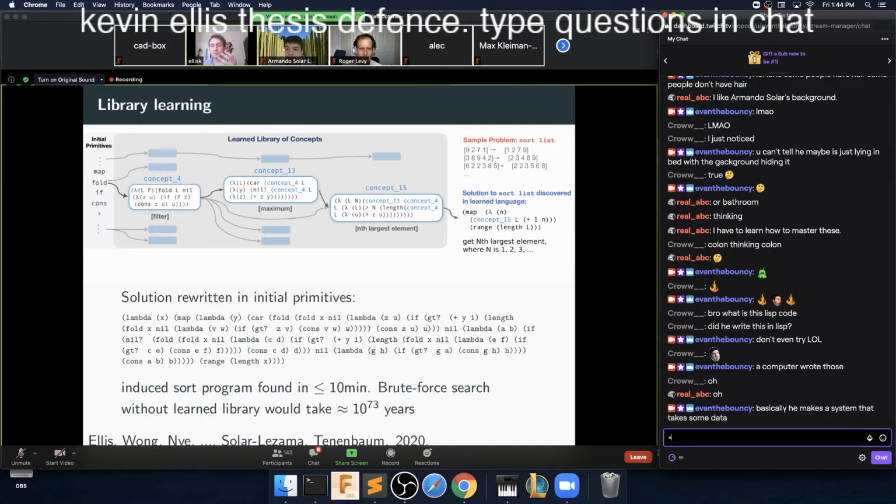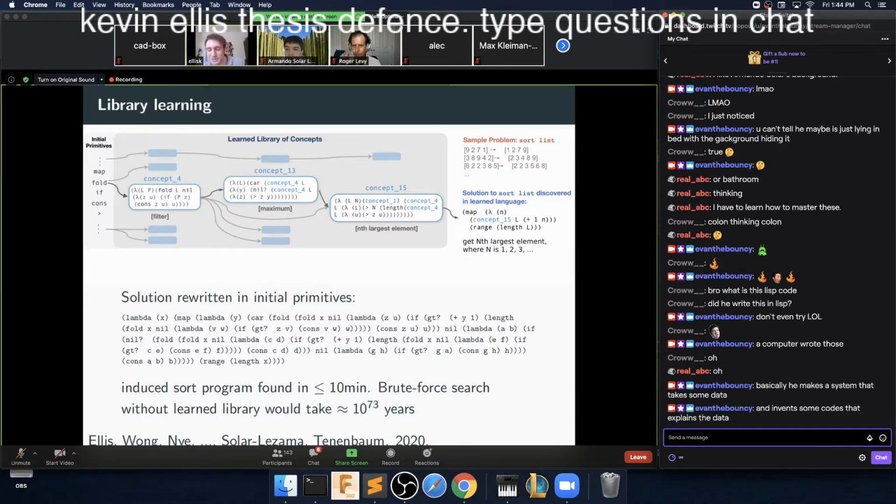Like the program that it finds for sorting lists of numbers, it does in under 10 minutes. But if you were to try and do brute force search to try and find this long program, it would take on the order of 10 to the 73 power years, which is much longer than the age of the universe. So now I'm going to explain the algorithm which learned this library and wrote this program.